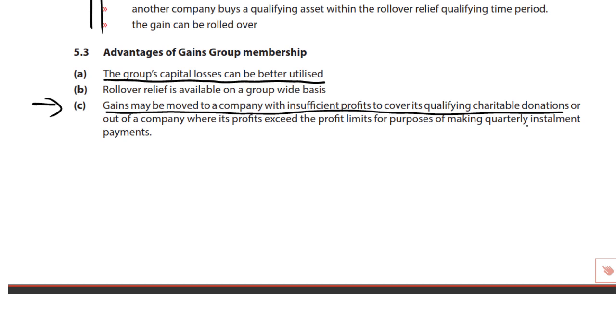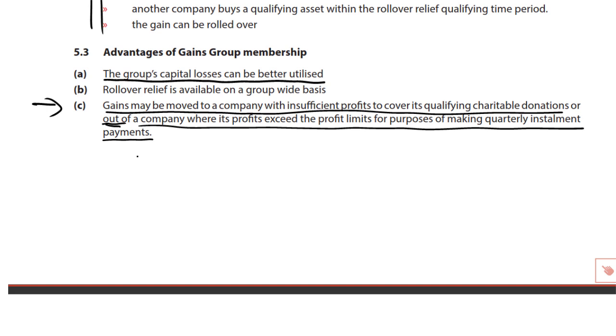We don't now have to do that. We can boost those profits by bringing in a gain from another gains group member. Or, and what is an important issue in terms of group relief as well, we could move gains out of a company where its profit exceeds the profit limits for purposes of making quarterly instalment payments.